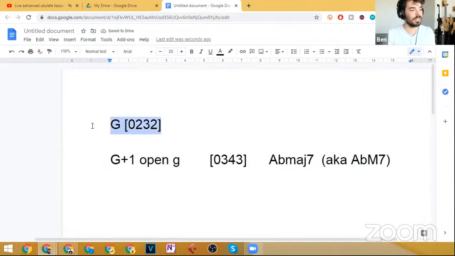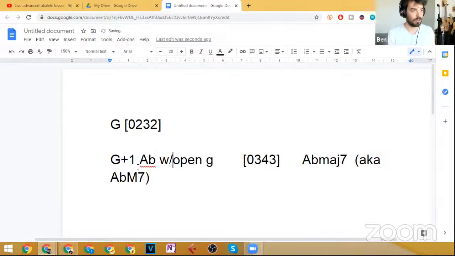Oh, that's too big. There we go. So this is a G, open 2, 3. If we move the G plus 1 but keep the open G string, then we'll have an 0 3 4 3, and that's an A flat major 7 actually, because that G flat plus 1 is then an A flat with an open G.